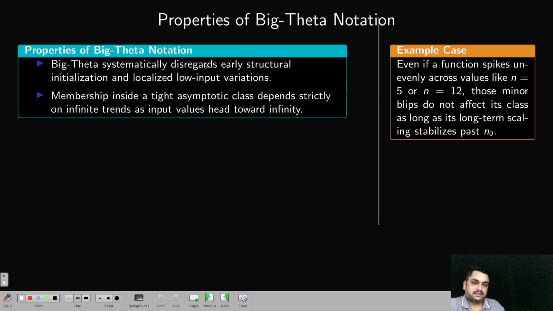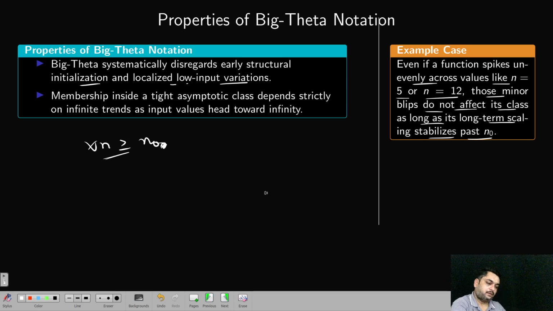Big theta systematically disregards early structural initialization and localized low input variation. That is the case of n naught. So for all n greater than or equal to n naught, only then will we have the asymptotic notations. So even if the function spikes unevenly across n equal to 5 or n equal to 12, those minor blips or variations do not affect its class as long as its long-term scaling stabilizes past n naught. So this is valid only after n is greater than or equal to n naught.